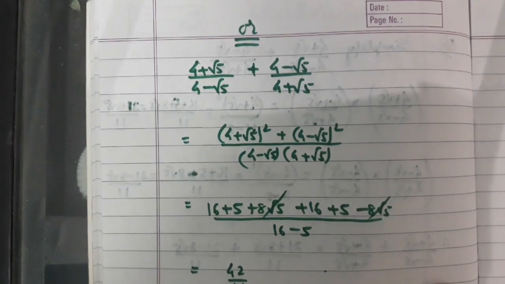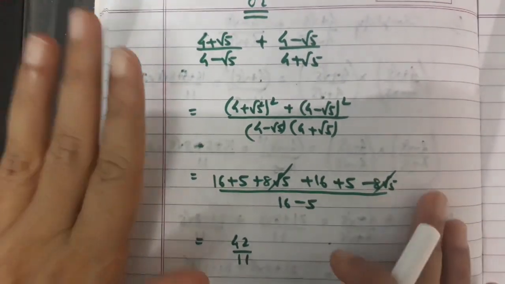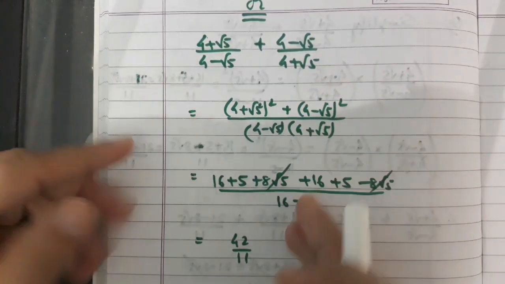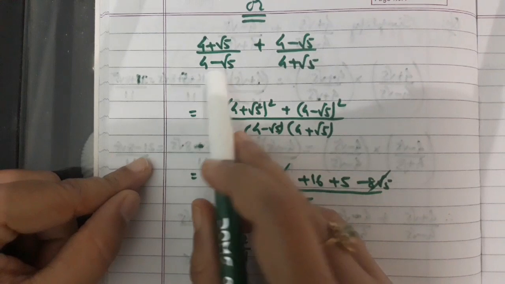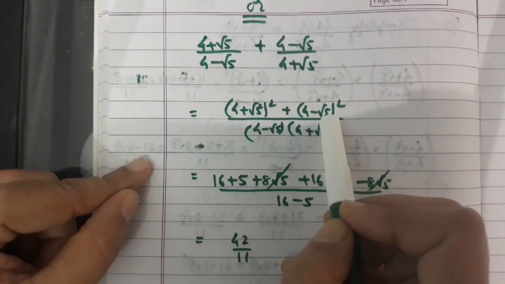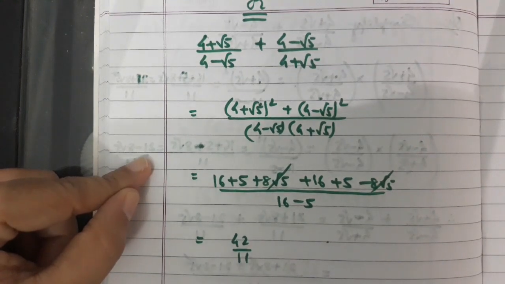So definitely by any method you do, the final answer would be the same. Both the methods are correct. But over here this is the shorter method, since the denominators are already conjugate of each other, so we simply take the LCM and solve it.